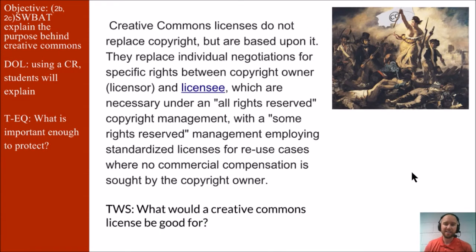Creative Commons licenses do not replace copyright, but are based upon it. They replace individual negotiations for specific rights between copyright owner, licensor, and licensee, which are necessary under an all rights reserved copyright management, with a some rights reserved management employing standardized licenses for reuse cases where no commercial compensation is sought by the copyright owner.